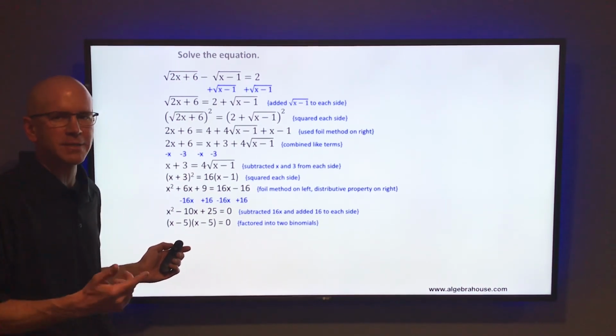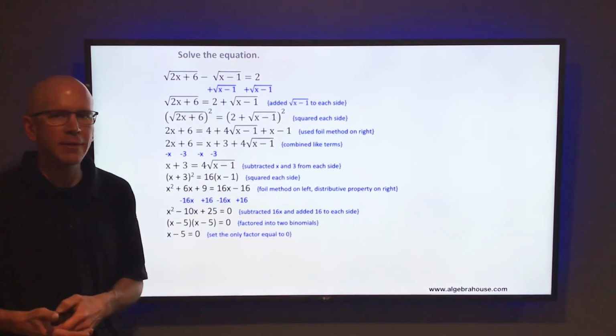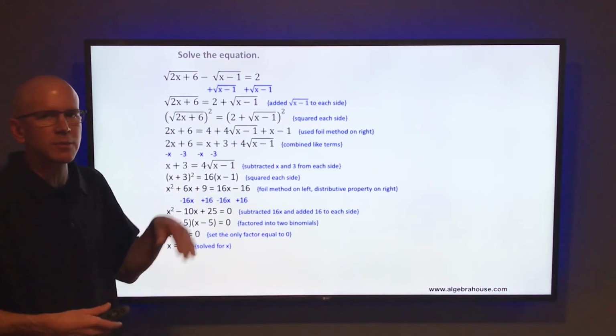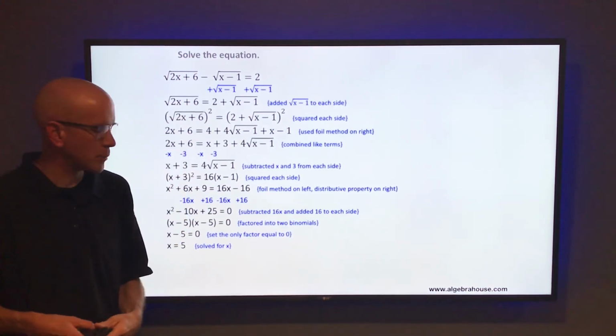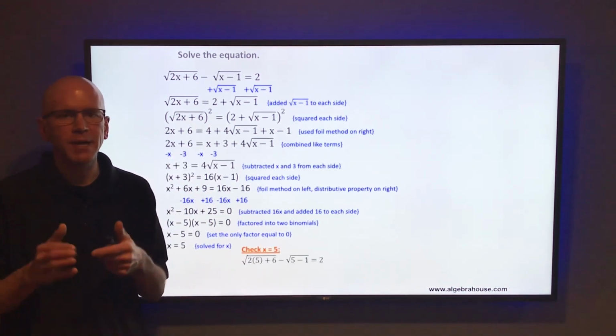Well, we don't really have to set each one of those equal to 0. It's the same thing. So just set x minus 5 equal to 0. And then finally, x equals 5. So substitute that back in because we did square both sides a couple times as we're working through this. You want to substitute that back in, see if it makes a true statement, make sure it's not extraneous.